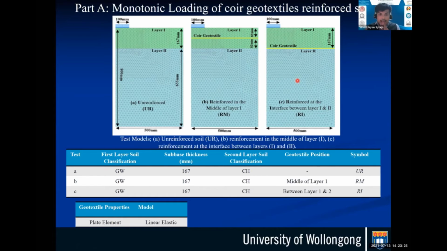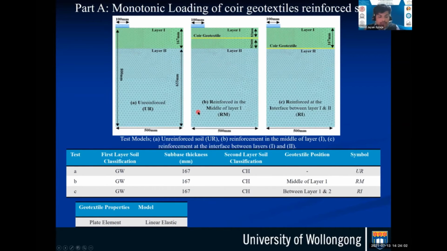Our model has a size of 500 by 800, which is basically similar to one of the studies in the literature which shows the load settlement behavior under monotonic loading. The material properties are pretty much the same. We have looked at well-graded gravel, and we have placed reinforcement at the interface and at the middle of the sub base, layer 1. The reinforcement we have considered as a plate element, and we have used a linear elastic model.